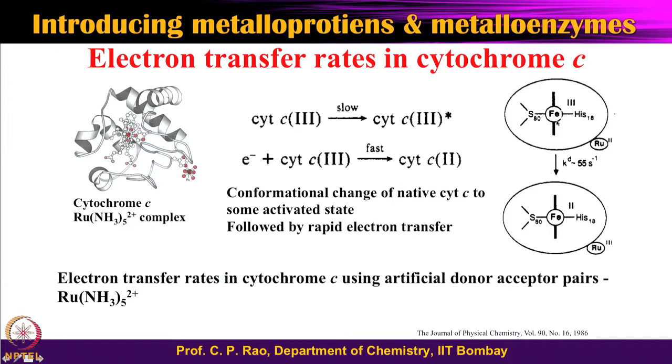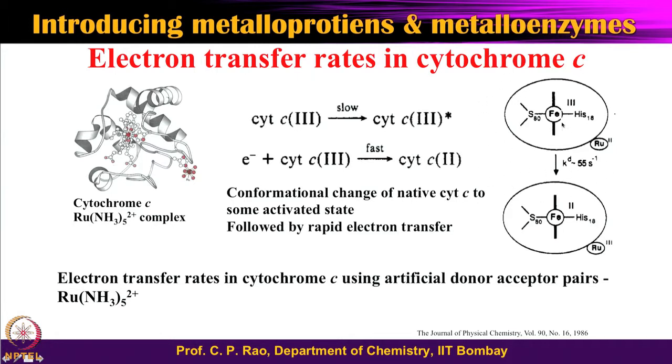So, that means it is the reorganization energy that is basically favoring. Once that is activated, then the electron transfer goes very fast. The Kd is around 55 second inverse. Okay. So, these are the kinds of things that we are looking at.